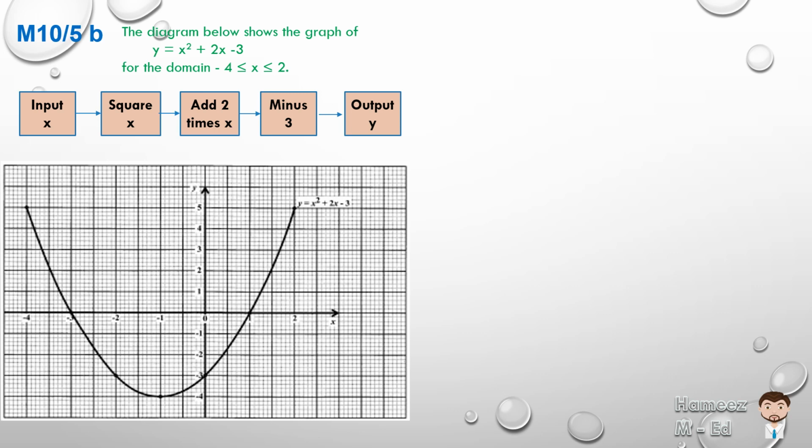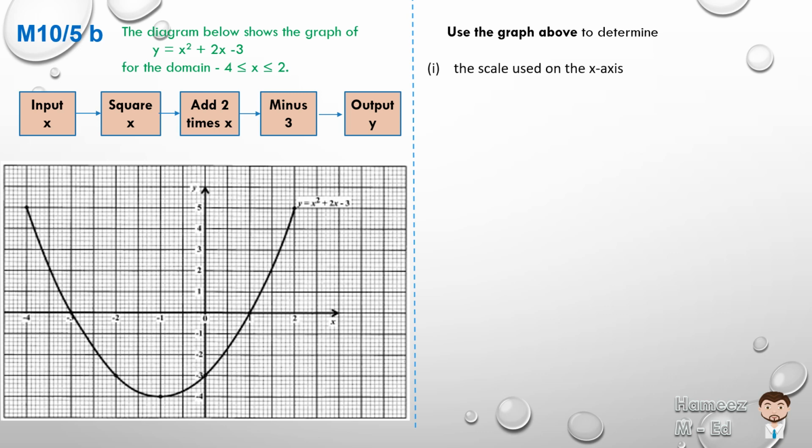Meaning we're starting with minus 4 straight until 2. Use the graph above to determine the following 4 parts. Part 1, the scale used on the x-axis. So if you look at the x-axis, we could see 1, 2. There are 2 units or 2 centimeters to represent 1 unit on the x-axis.